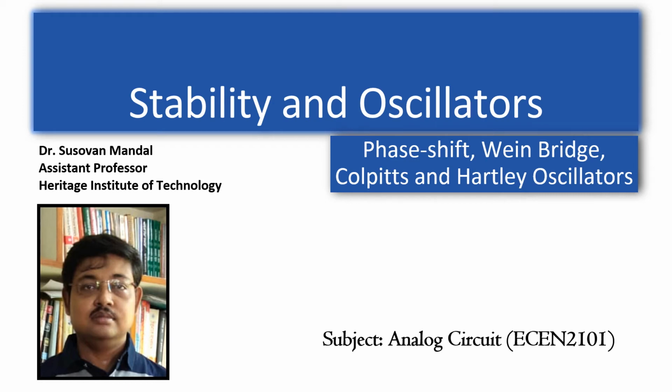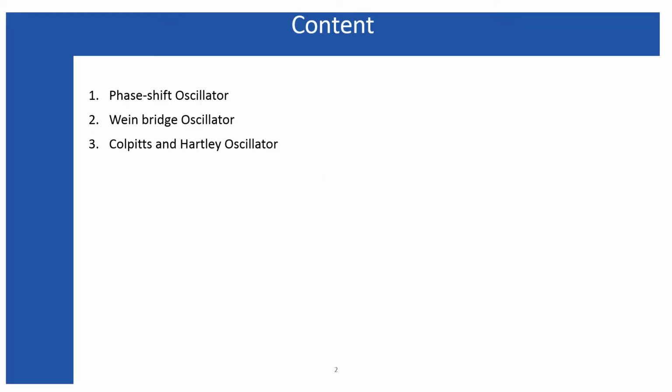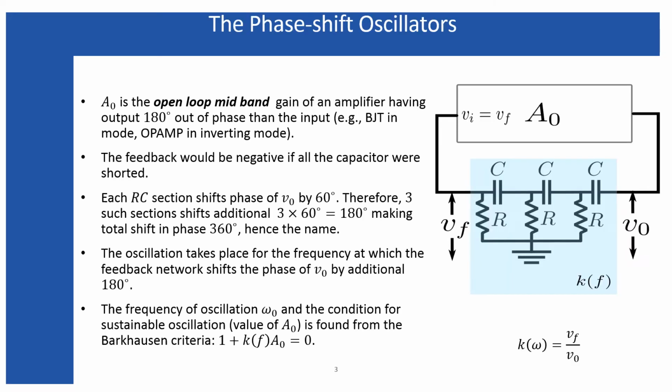In this lecture, I will consider a physical design of different types of oscillators. This lecture will cover mainly the phase shift oscillator, Wien-Bridge oscillators, Colpitts and Hartley oscillators. First, consider the phase shift oscillator.